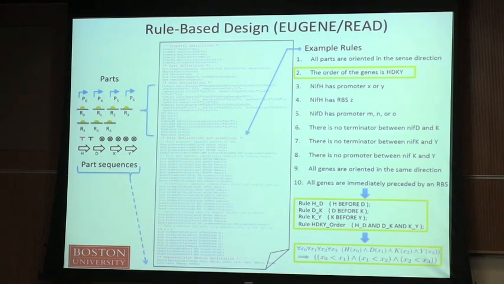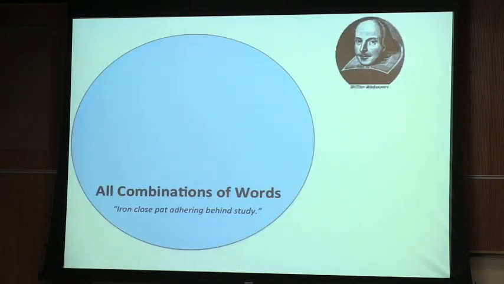So if you're not used to thinking about this, by the way, this isn't just the fantasy of our lab, but I think really a direction where genetic design is going. If you're not used to thinking about parts and rules between parts, we can turn to Shakespeare and think about how we could assemble words into sentences rather than genetic parts into constructs.